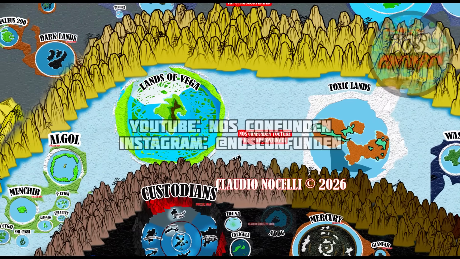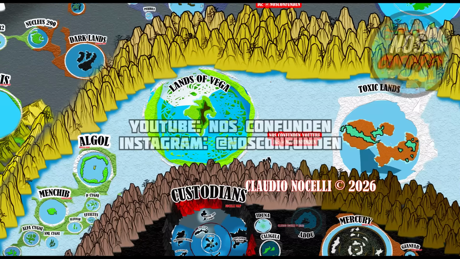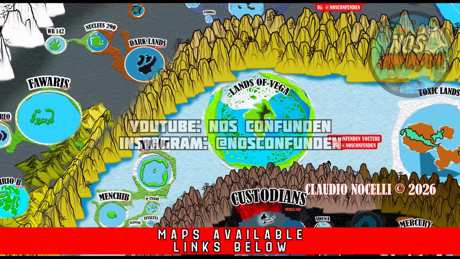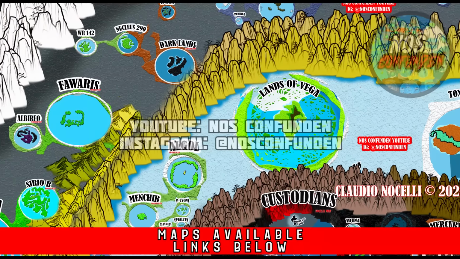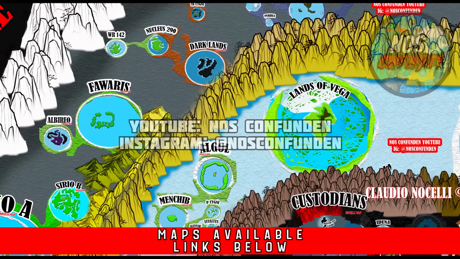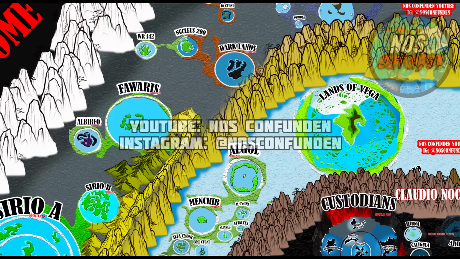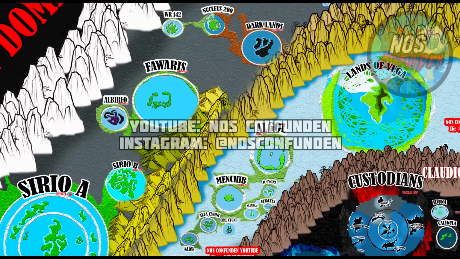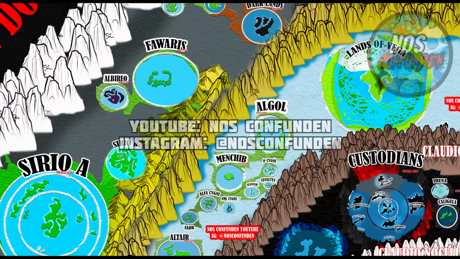The map is not intended to be only a geographical representation, but also a symbolic image of humanity's ancient memory, a cartography that connects traditions, mythologies, and cosmologies that throughout the centuries have attempted to describe the true structure of the world.